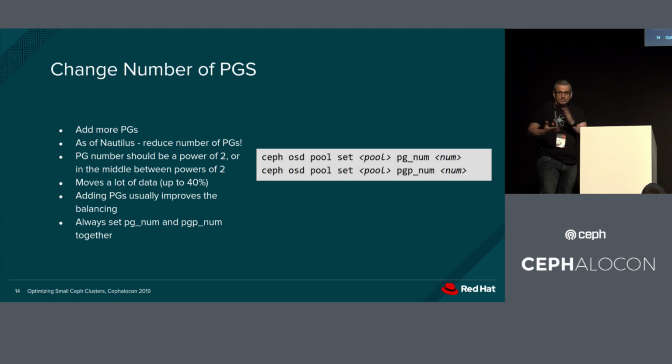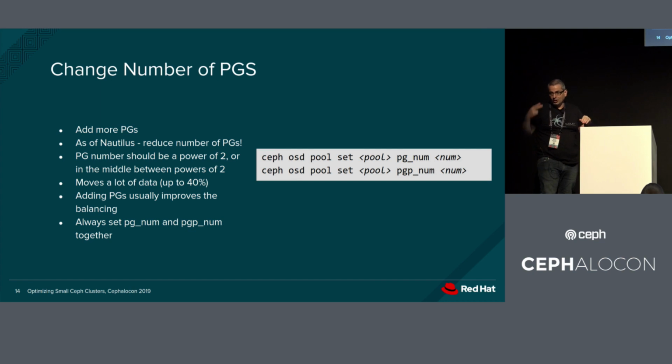So again, that's if you don't have any other way, and you see the system is not balanced, a larger number of PGs is what you can do. More PGs, you can reduce in Nautilus, but in Nautilus we have other tools. We talked about it. PG number should be a power of 2, or in the middle, as we talked about.